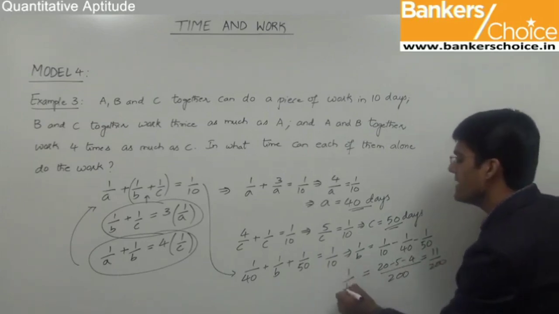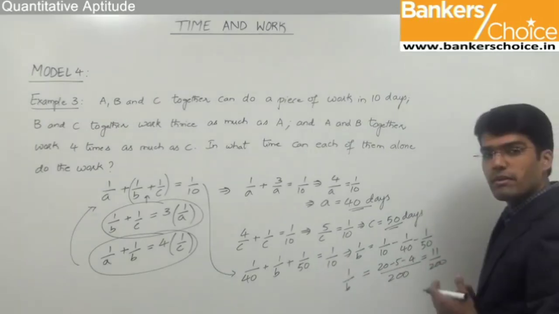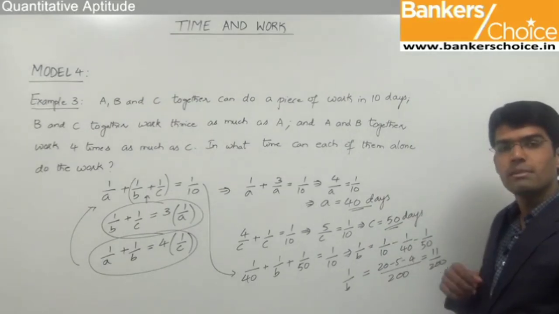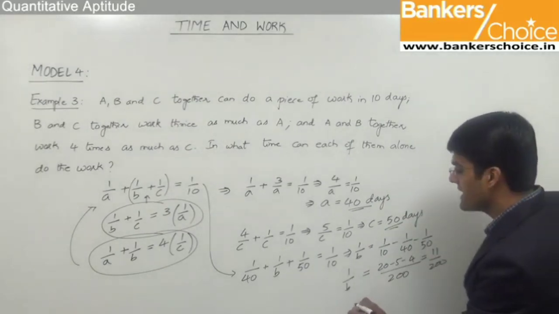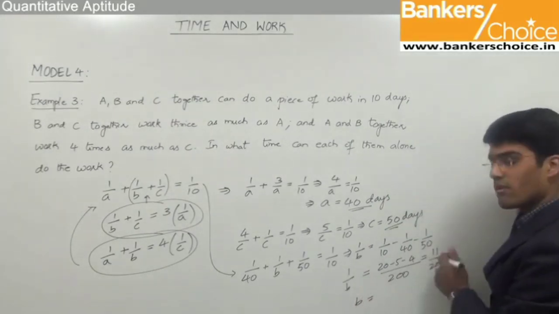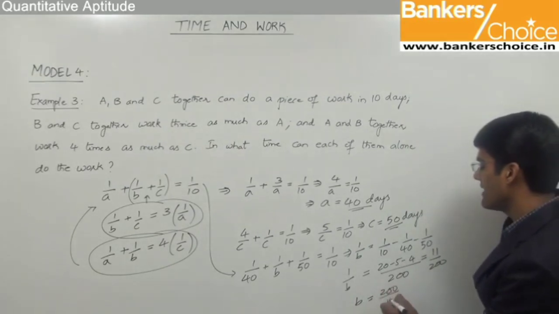So 1/B is equal to 11/200. But we have to find out the value of B, that is nothing but the number of days taken by B. So we can say that B takes the reciprocal of this, that is 200/11 days.